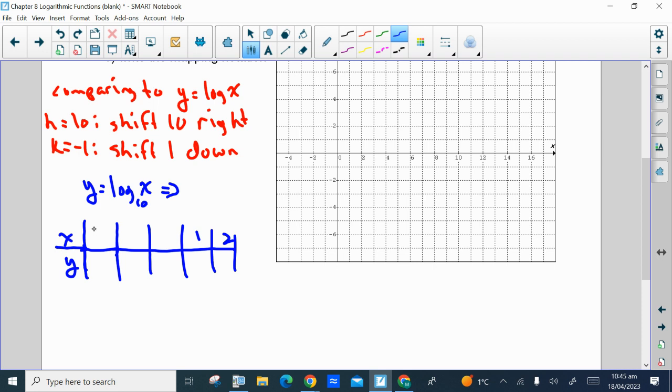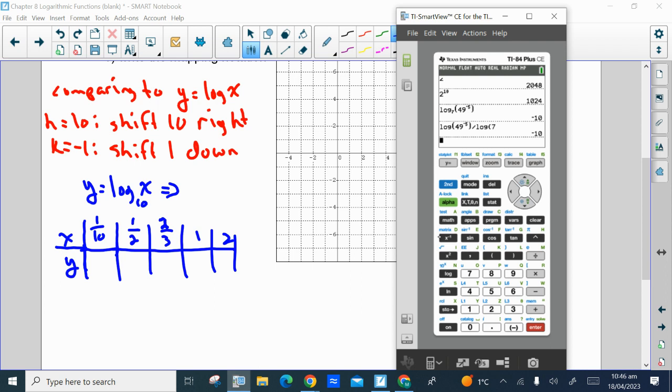So maybe I will use positive 1/10, positive 1/2, positive, let's say, I don't know, 2/3. And now we'll use our calculator.